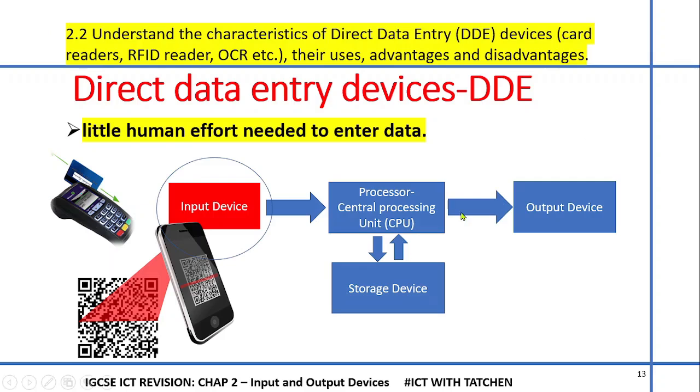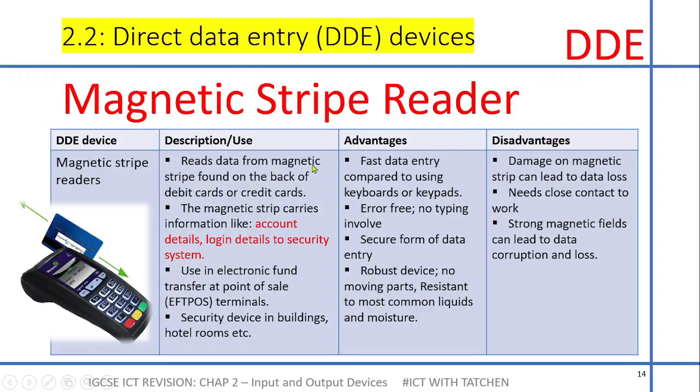Now, our next objective is to understand the characteristics of direct data entry devices. This is also another broad category of input devices. With this one, little human effort is needed to enter data. The first direct data entry device we'll look at is the magnetic stripe reader.